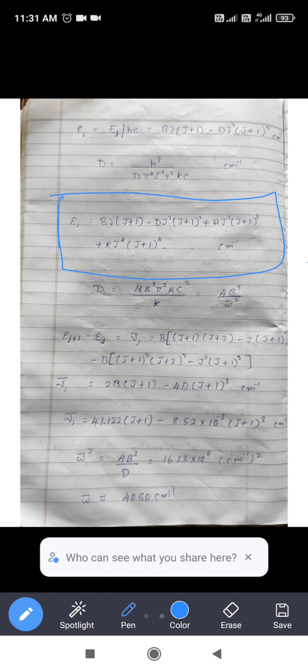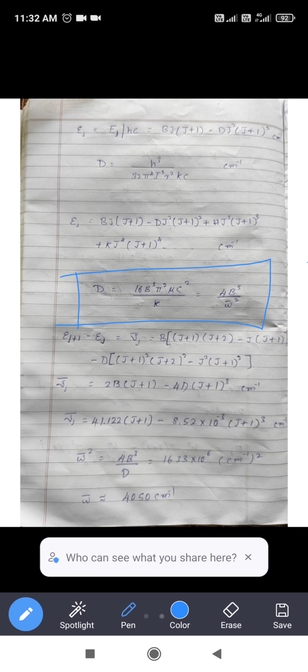So for the harmonic force field we can calculate D. What is D? D is the centrifugal distortion constant. We can calculate it using this equation: D is equal to 16 B cubed pi squared mu c squared divided by k. I already told you k is called the spring constant.